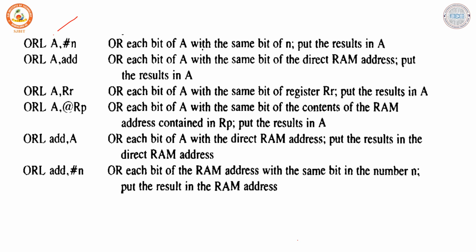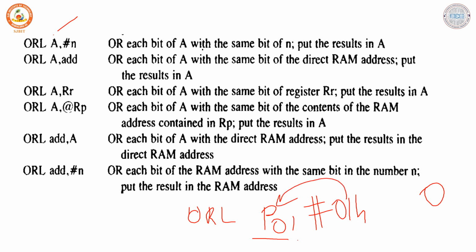Say for example we have ORL P0 comma hash 01H. So in this case what happens is we are setting bit 0 of the port 0 register to the logical high state. That means, say for example, the P0 bit 0 is 0, and when you load this 01 to that particular location, it will be loaded with 1 or transformed to 1. The other bits of port 0 will not be affected by this particular instruction. So whenever we are turning on a specific bit, we can make use of this instruction.